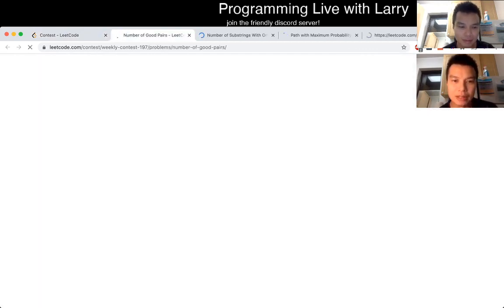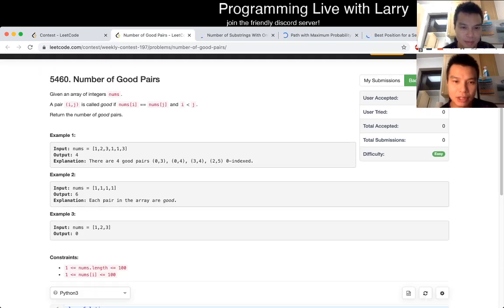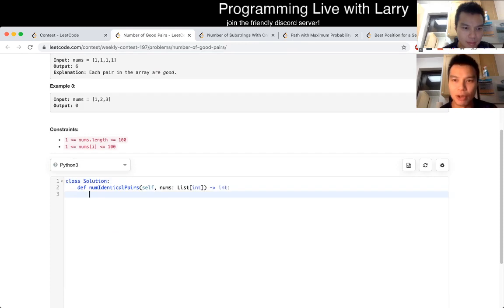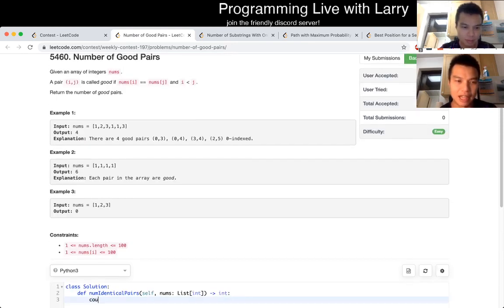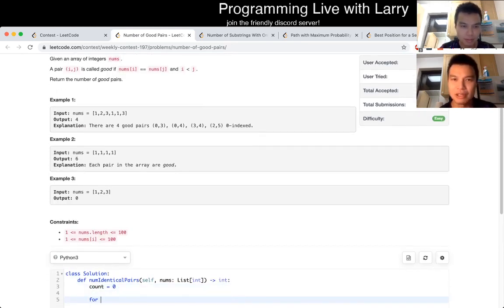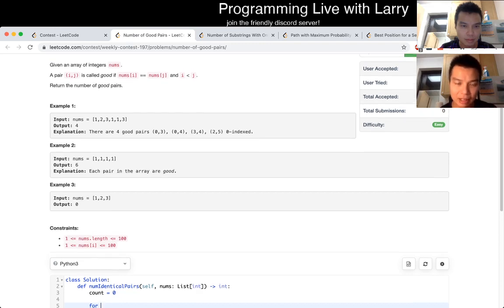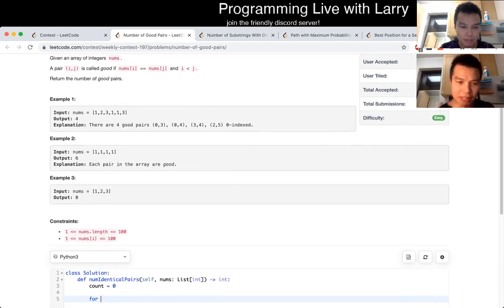Q1, number of good pairs. The thing about this one was, I did it pretty quickly. I did it in 56 seconds, it seems like. You just do 2 for loops and make sure that the indices are not the same, and also making sure that you go one way. That's pretty much all you have to do.